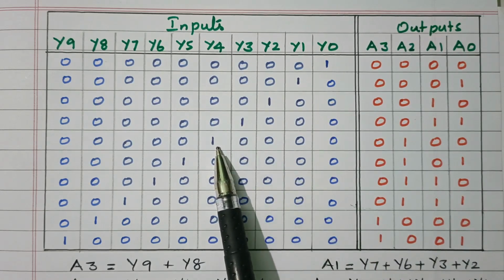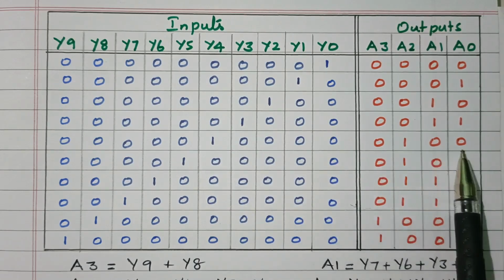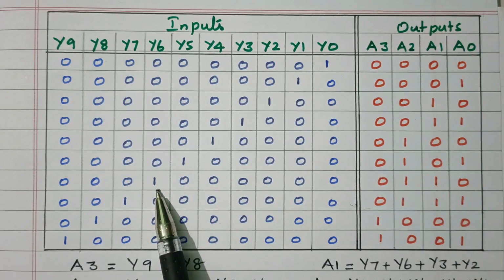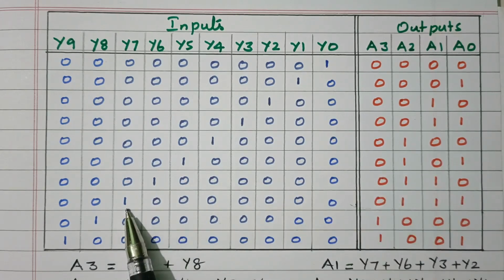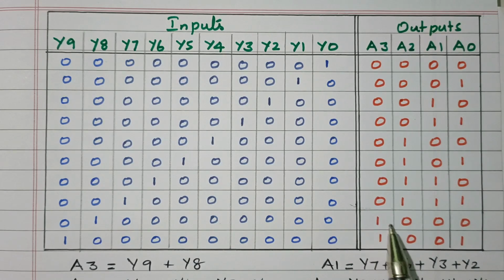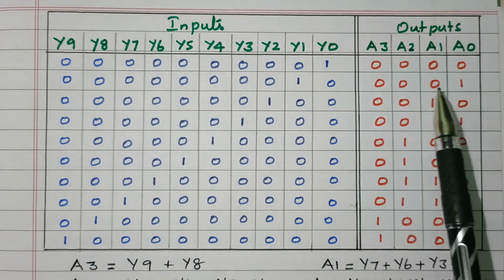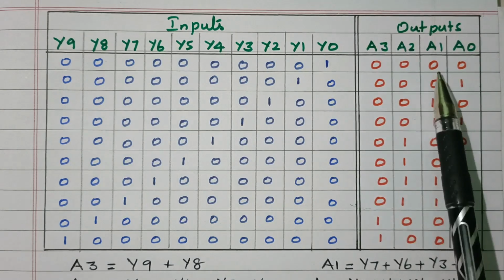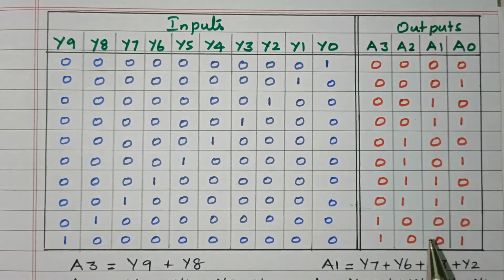Suppose Y4 is 1 and the other digits are 0, then we get 0, 1, 0, 0. Y5 is 1, then 0, 1, 0, 1. Y6 is 1, then 0, 1, 1, 0. Y7 is 1, then 0, 1, 1, 1. So this is the first set of 4 outputs, and this is the next set of 4 outputs. Suppose Y8 is 1, then it becomes 1, 0, 0, 0. Y9 is 1, then it becomes 1, 0, 0, 1. With 4 digits there are 16 combinations, but here we have only 10 combinations. Now we have the valid 10 different BCD codes available.